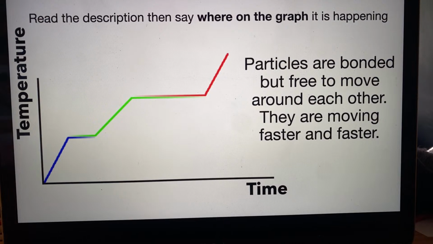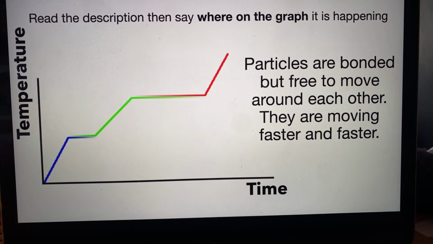And this one, particles are bonded but free to move around each other. They are moving faster and faster. Bit weird, isn't it? So it's not the same bonds in a way. The bonds are being formed and breaking and formed and breaking. They're moving faster and faster and faster.